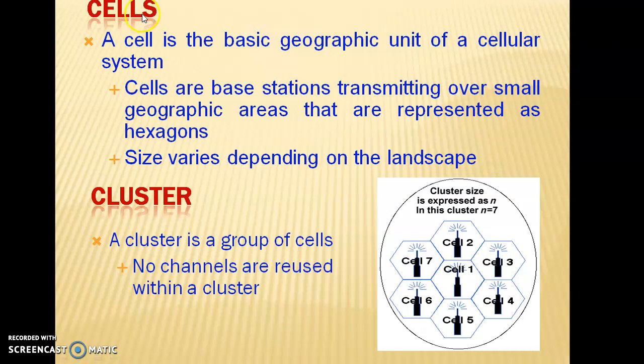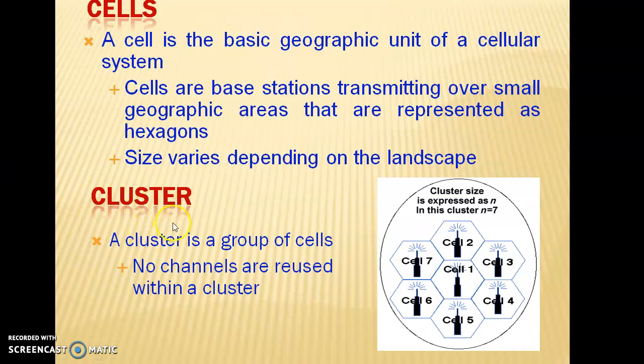Now coming to the cells, we know that the term cellular comes from the honeycomb shape of the areas into which a coverage region is divided. Basically, the cell is a basic geographic unit, a very small geographic unit of a cellular system. It is the base station which transmits radio access over small geographic areas that are represented as hexagons. The size of a cell varies depending on the landscape, that means the area which we are going to cover.